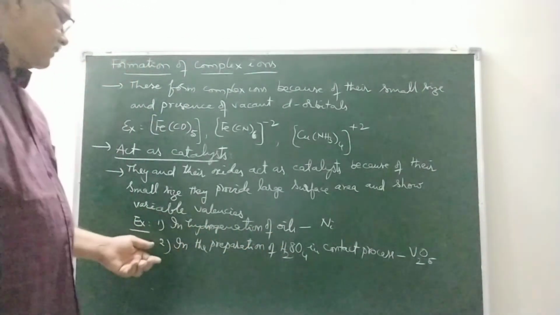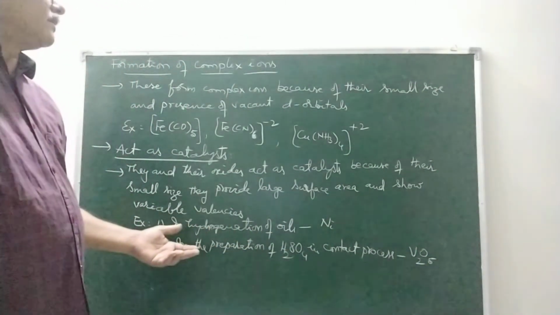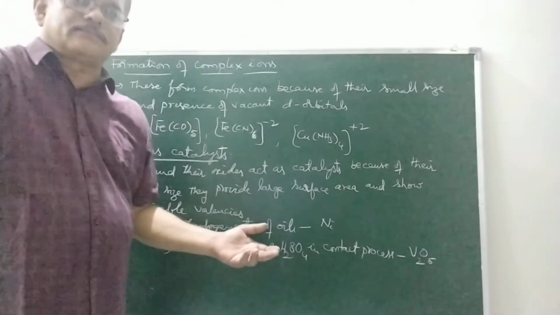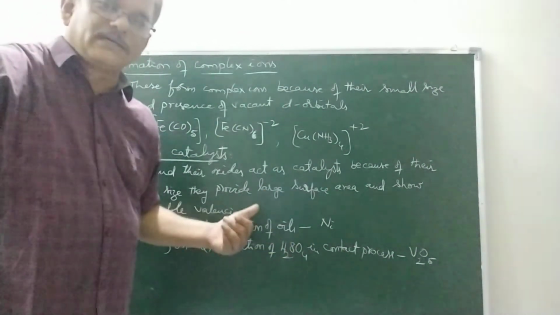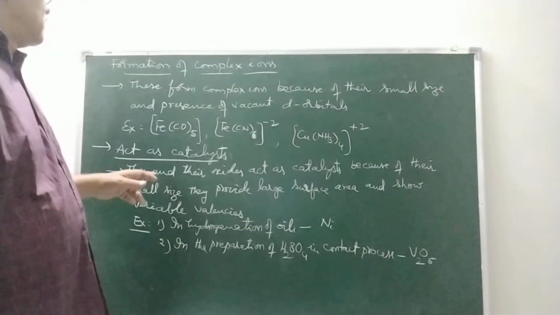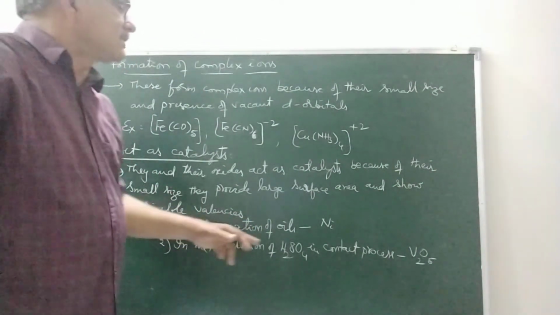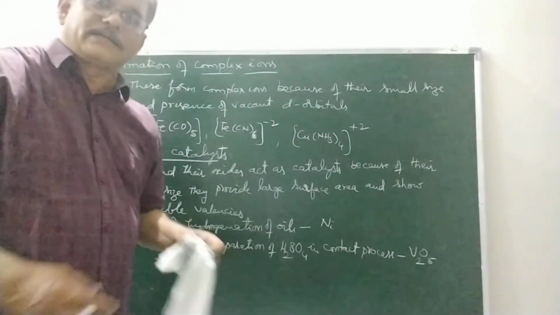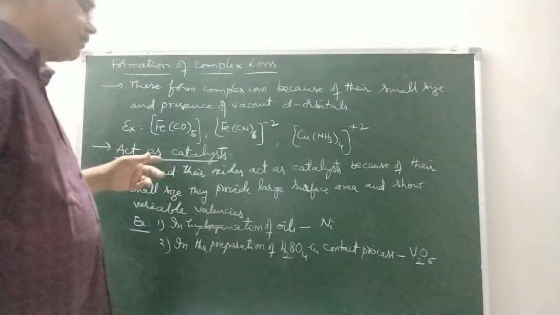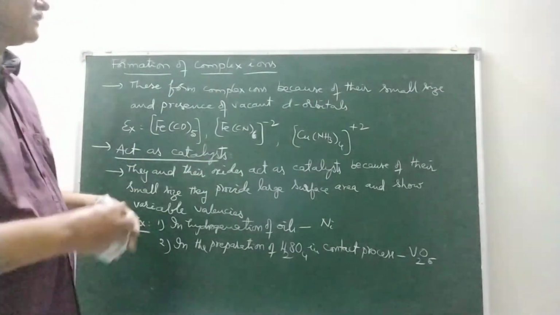And in some reactions, CrO3 acts as catalyst. Cr is the d block element. So the elements and their oxides act as a catalyst in many chemical reactions. This is another property of d block elements.